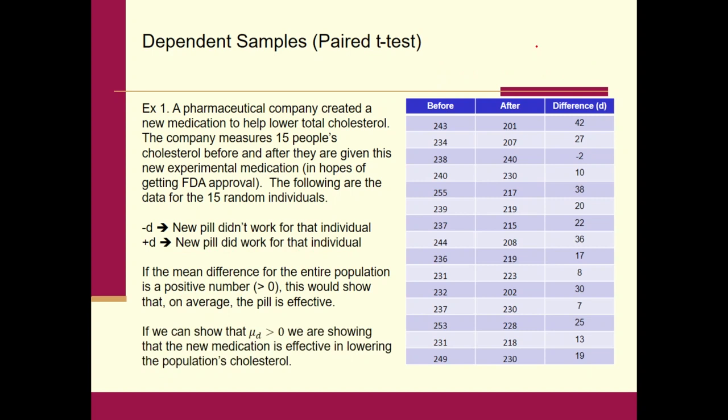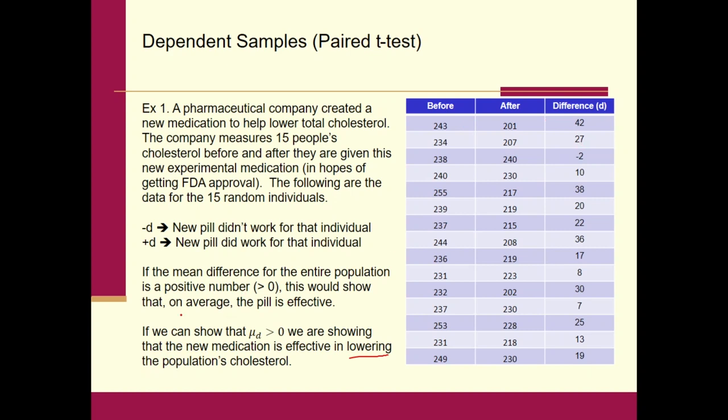So again, if we can show that mu sub d is greater than 0, we are showing that the new medication is effective in lowering the population's cholesterol. That goes against our brain a little bit, because we see the word lowering and we want to automatically put a less than sign. But I told you common sense prevails with a paired t-test. And what did we find out? That a positive d is a good thing here. That is actually showing that the cholesterol is being lowered. Remember, 243, 201. It's lowering here, but it created a positive d.